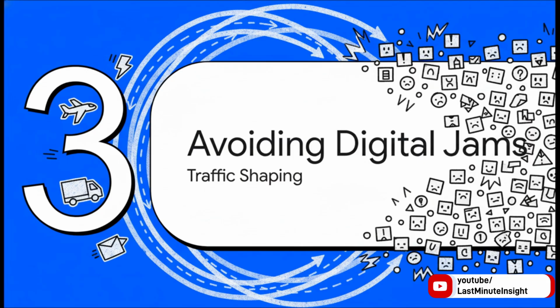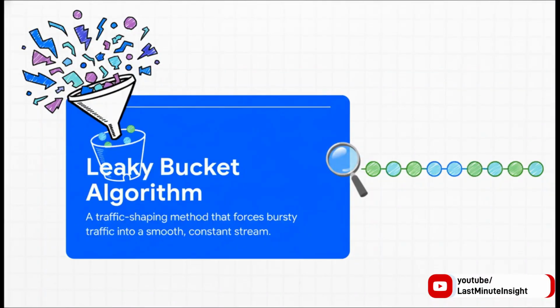You know, when everyone tries to send their data at the exact same moment and you get a massive digital traffic jam? Well, one of the most clever solutions is a traffic shaping algorithm called the leaky bucket. Its whole job is to take unpredictable, bursty traffic and smooth it all out into a nice, predictable, constant stream.